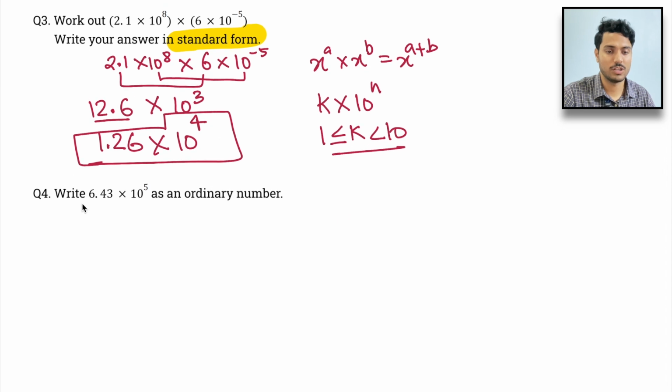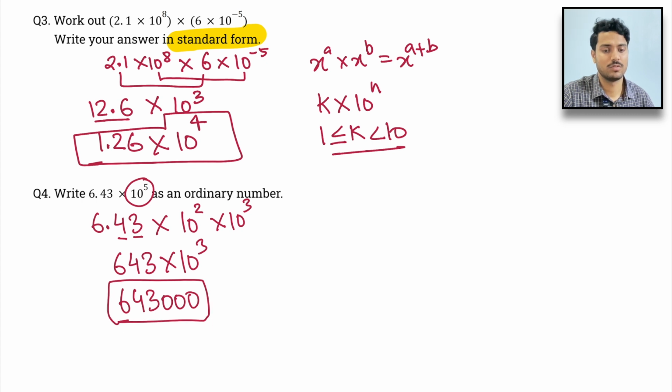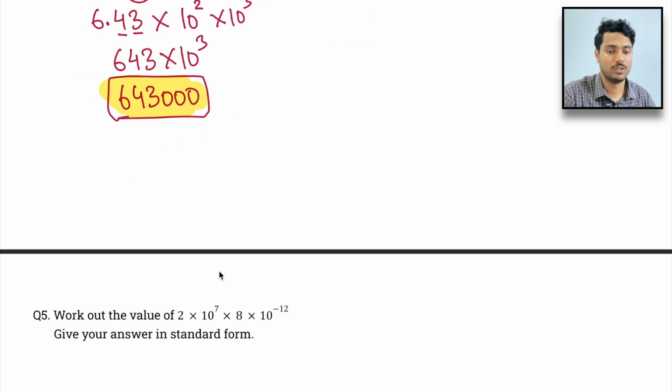Question number 4. Let's check question number 4 now. It says write 6.43 into 10 raised to 5 as an ordinary number. So we have 6.43 multiplied by 10 raised to 5. There's a trick also. Whenever there are two numbers after the decimal point, you break 10 raised to 5 as 10 raised to 2 into 10 raised to 3. So 6.43 multiplied by 10 raised to 2 will give you 643 multiplied by 10 raised to 3. So it will be 643 and 000. And this is the answer. Let's move on to the next question now.